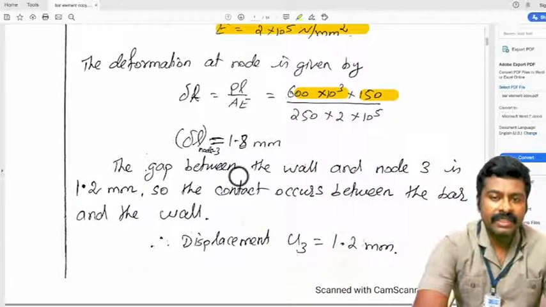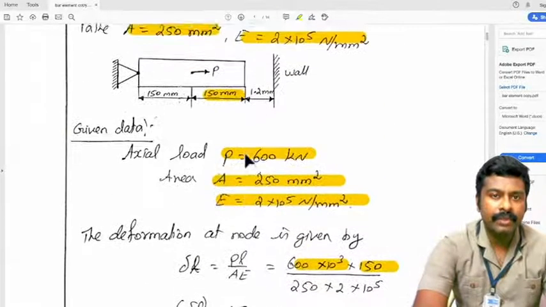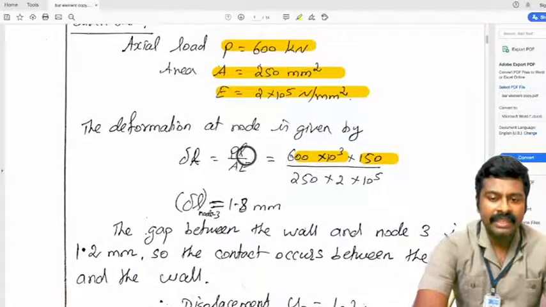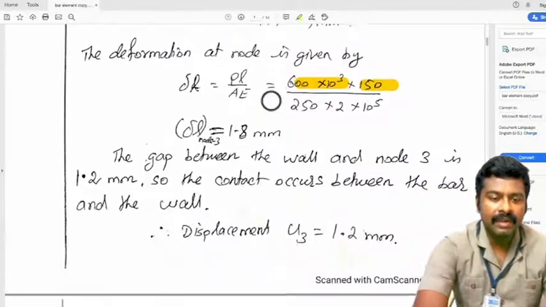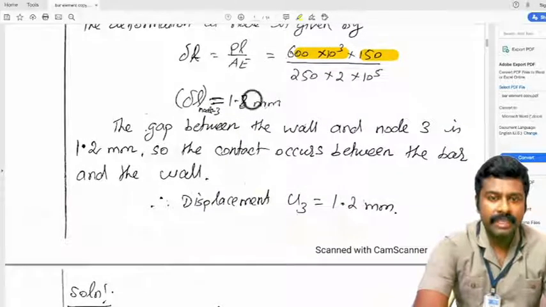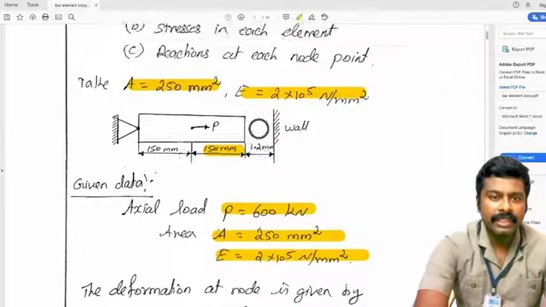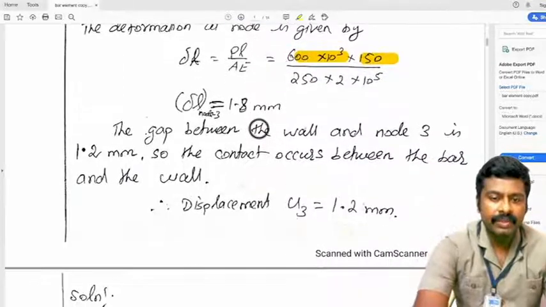The gap between the wall and node 3 is 1.2 mm. So the contact occurs between the bar and the wall. So there is a contact between the bar and the wall. Therefore, displacement U3 equal to 1.2 mm. So here we find U3.